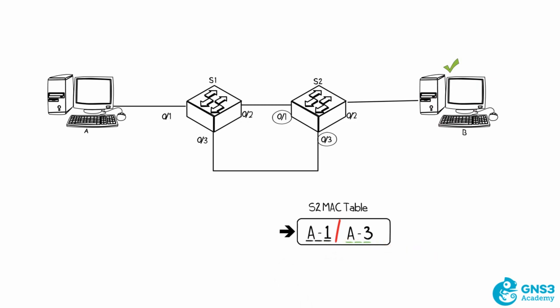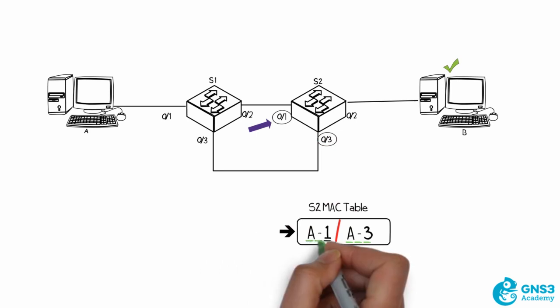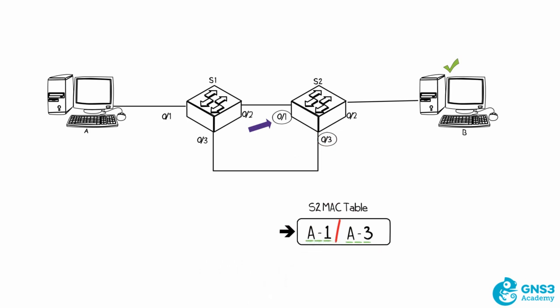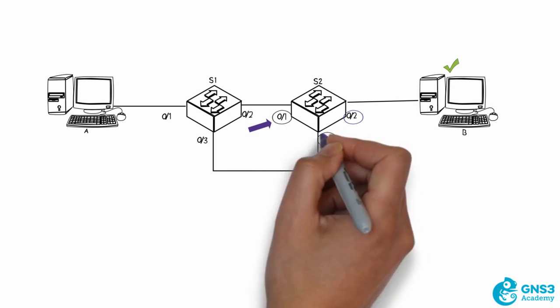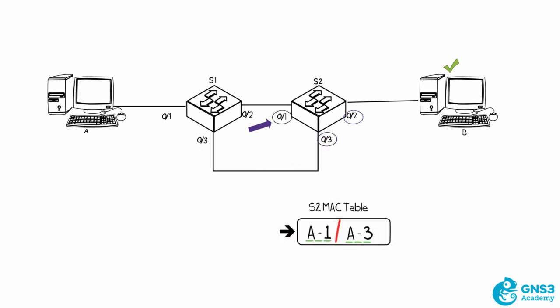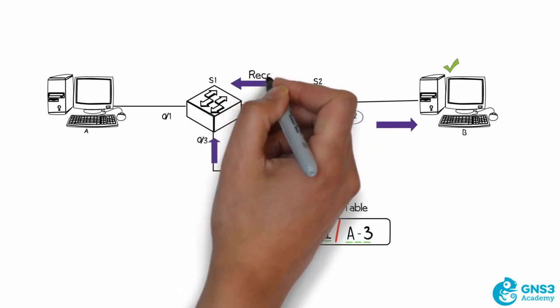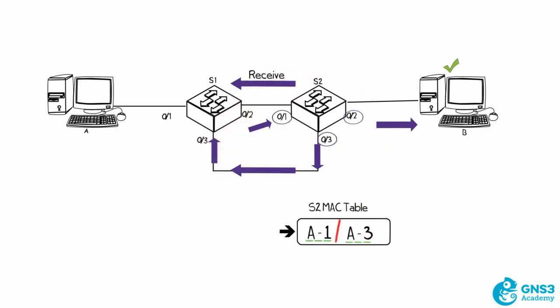But it gets worse. When the frame arrived on port 1, the switch updated its MAC address table to state that A can be found on port 1, but it also flooded the frame out of both port 2 and port 3 in this topology. The frame was received by host B, but in addition, the frame was sent back to switch 1. So switch 1 has received the frame that it sent to switch 2, and switch 1 now updates its MAC address table to state that A is available on port 3.